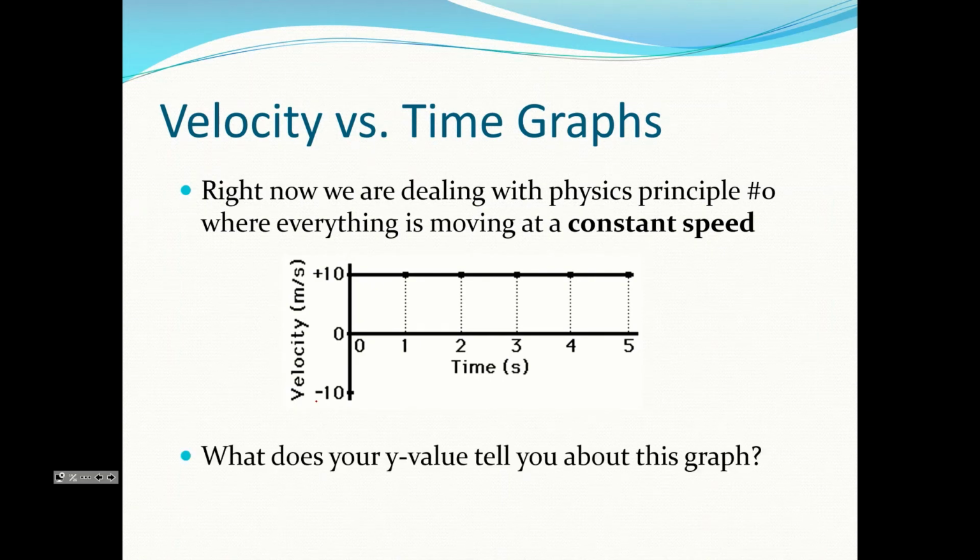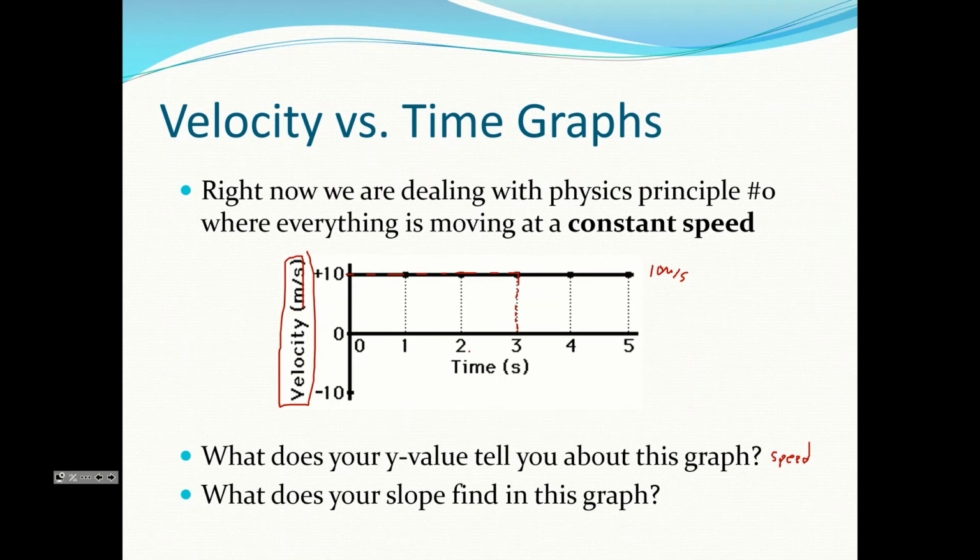So what does your y value tell you about the graph? Well, what can we find at 3 seconds? So this is our line of best fit here. And at 3 seconds, well, they're 10. 10 what? Well, 10 meters per second, right? The y value tells us the velocity, so they're moving at 10 meters per second. So my y value tells me speed or velocity, right? Positive 10 meters per second, so it's forwards.